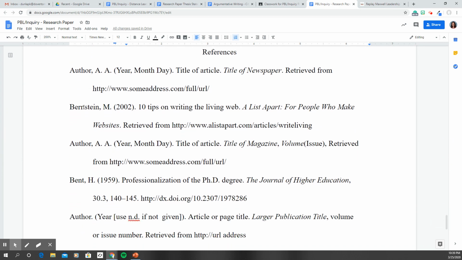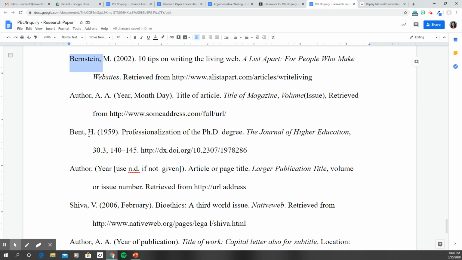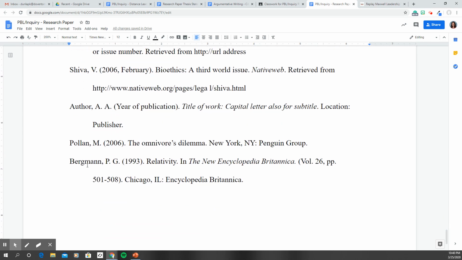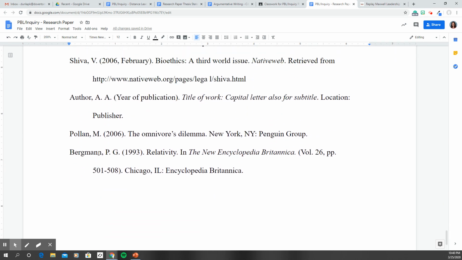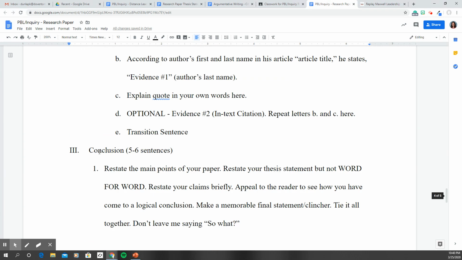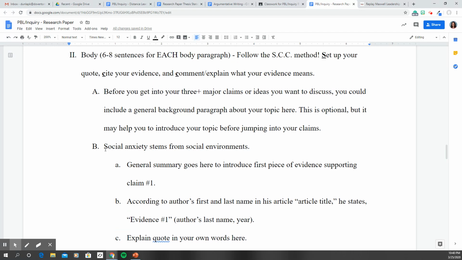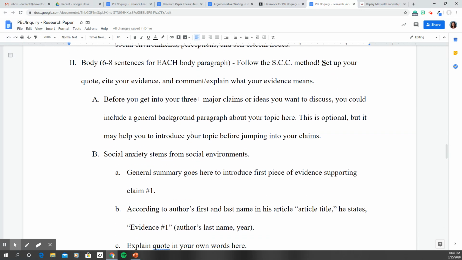And let's say you were citing from this Bernstein, you would do Bernstein, comma, 2002 in your citation. Bent, comma, H, or Bent, comma, 1959, okay? I wish I had one with multiple authors so I could show you that, but we'll get to that, okay? I'll show you some examples of in-text citations at another time, all right?